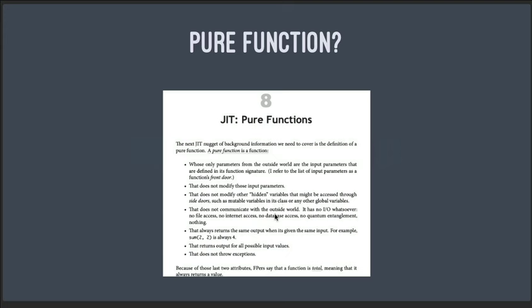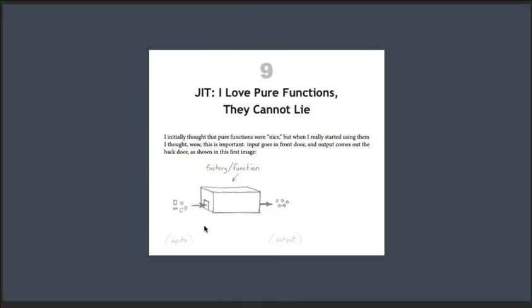It does not communicate with the outside world. When you call a pure function with the same input, you always get the same output. It returns output for all possible values, and it does not throw exceptions. And so a simplification of it looks like this, where we have input values coming in here, they come into our function right here, and then you have some kind of output here.